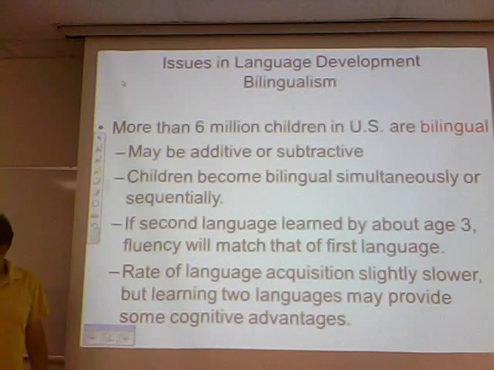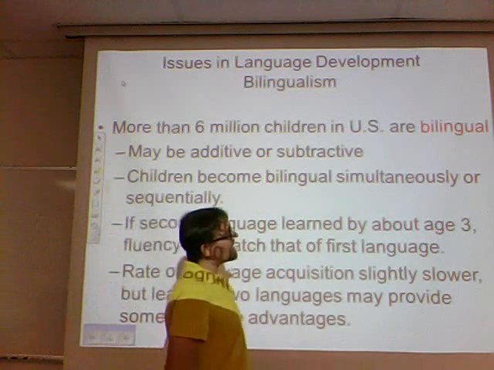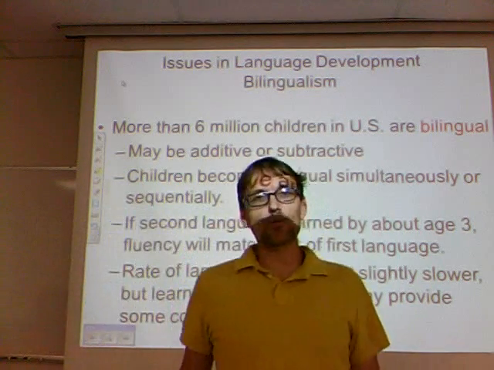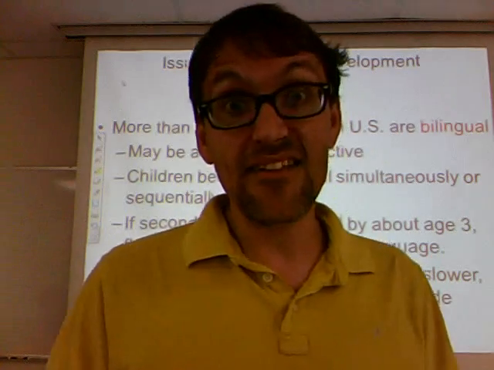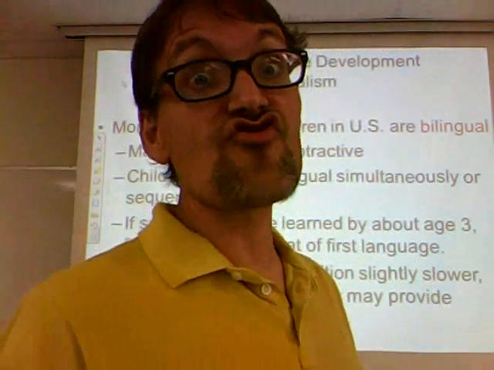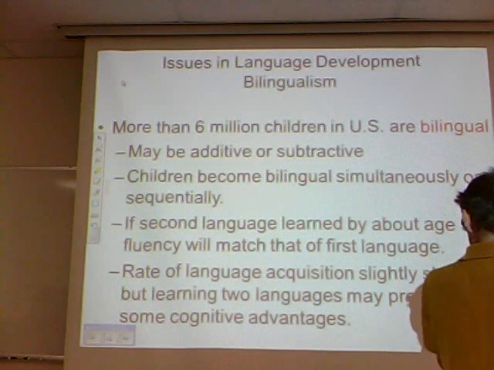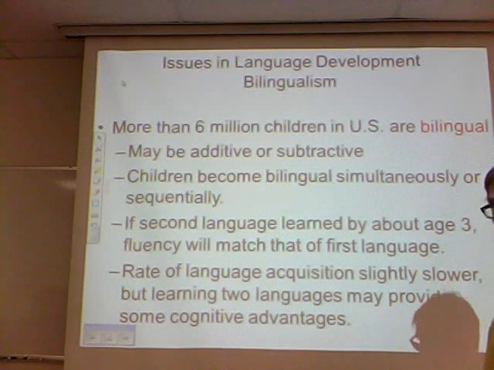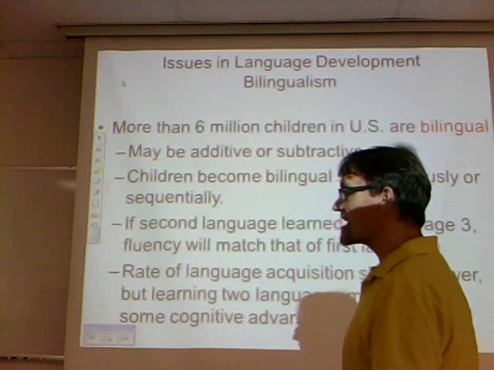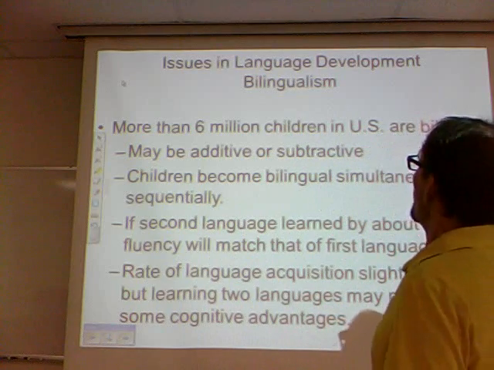Bilingualism: more than 6 million children in the U.S. are bilingual. It's a shame, in other parts of the world bilingualism is like 95%. Shame on us. I had some roommates from Europe when I was up at the university, and they had like 5 languages, and they mastered them all, not just knew a couple of words.